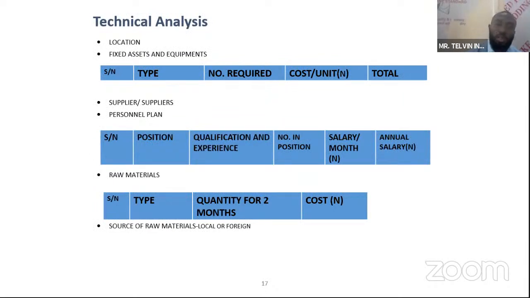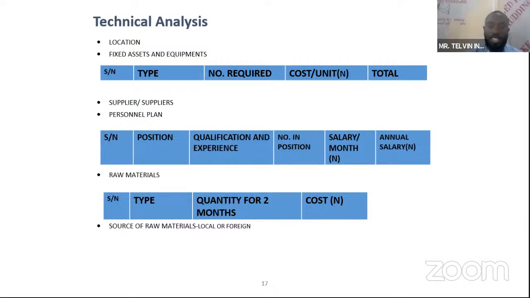Remember when we talked about where you want to sell your service or product. Location is the first thing you need to put down in your technical analysis. Central Business District of Abuja, for instance. Then, after that, your fixed assets and equipment. What and what are your fixed assets and equipment in the service or product that you want to sell?